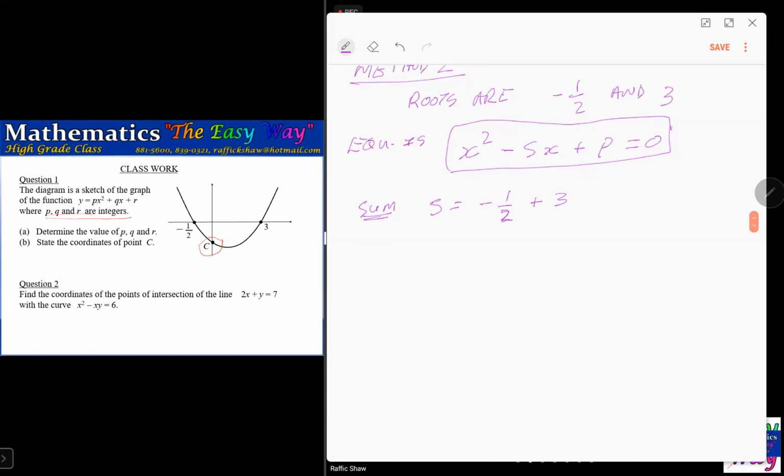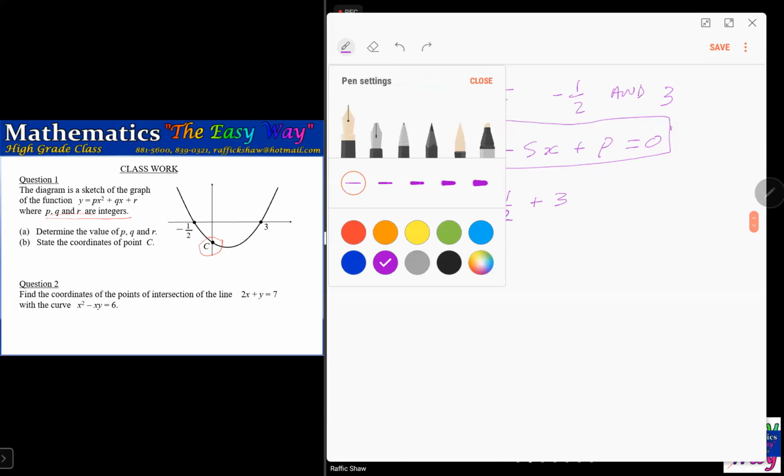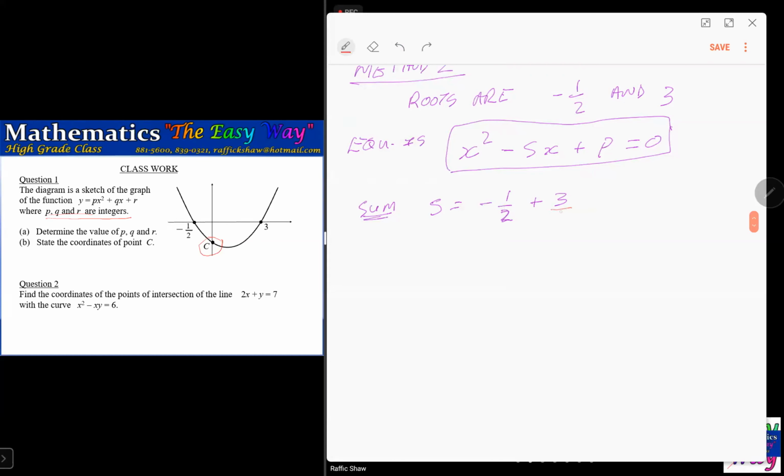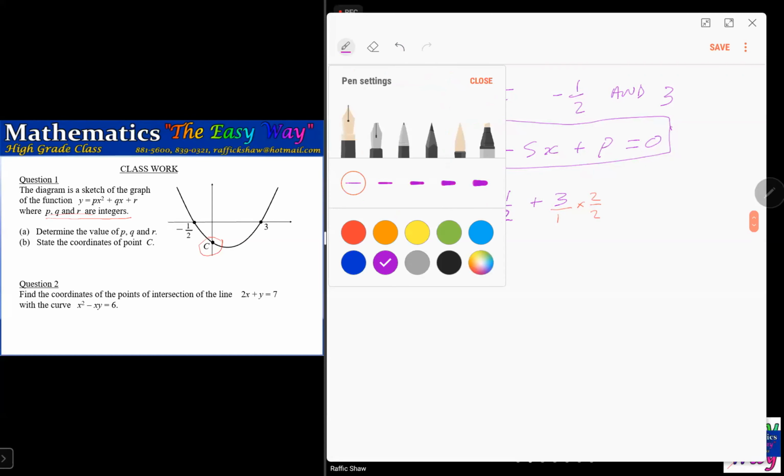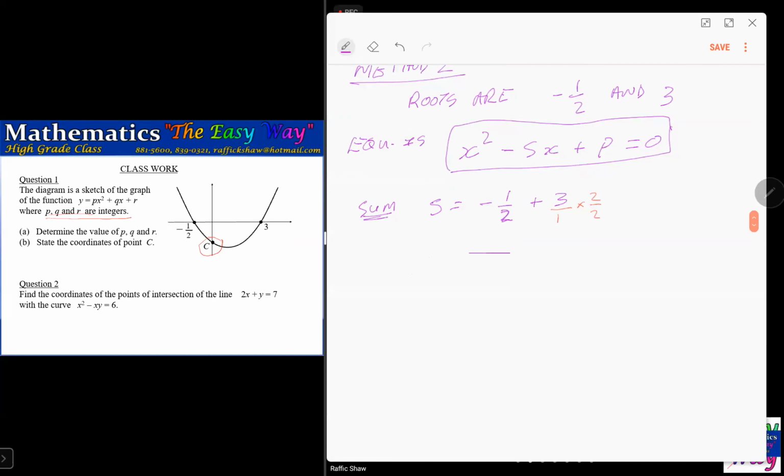So how do I add those two without having to run to a calculator? I need to convert the 3 into a fraction with the denominator as a half. So all I need to do is put it over 1 and then multiply it by 2 over 2. Right? That's all I need to do. Because if I'm adding fractions, I want all my denominators to be the same. So this becomes minus half plus 3 times 2 up here, so now is 6. So I get 6 over 2. And everybody knows that 6 over 2 is still 3. Alright? Same 3 that we had.